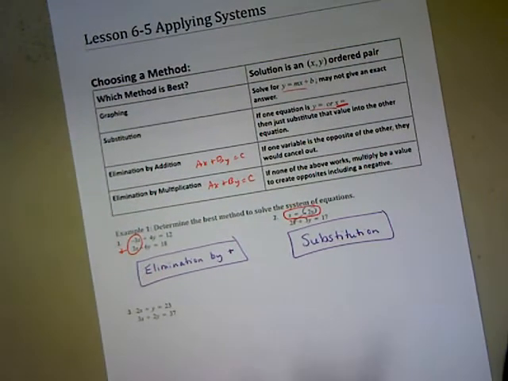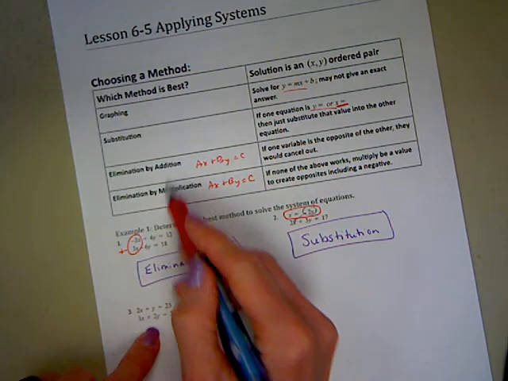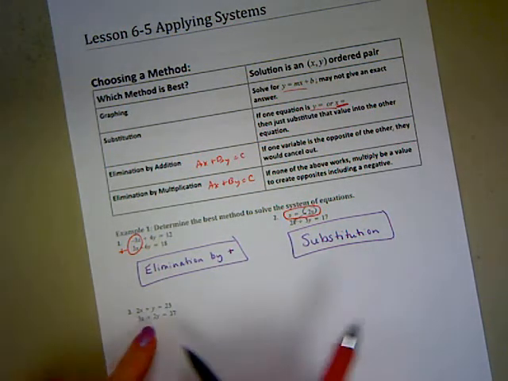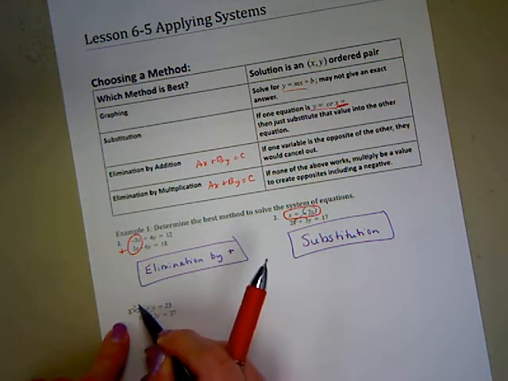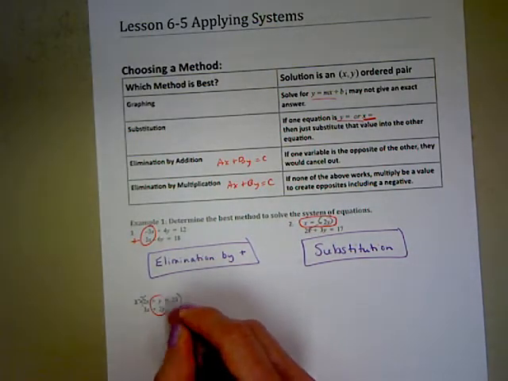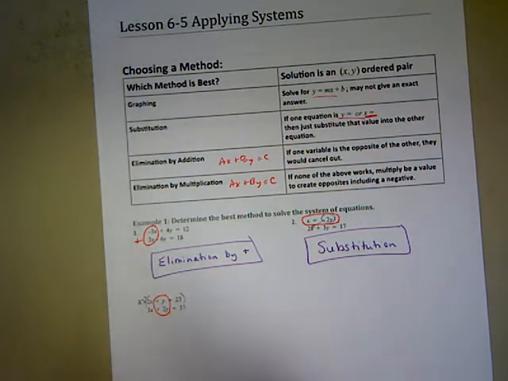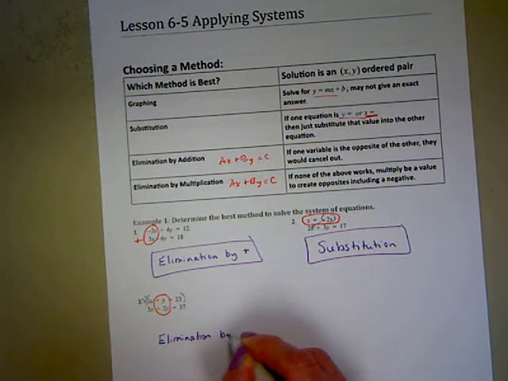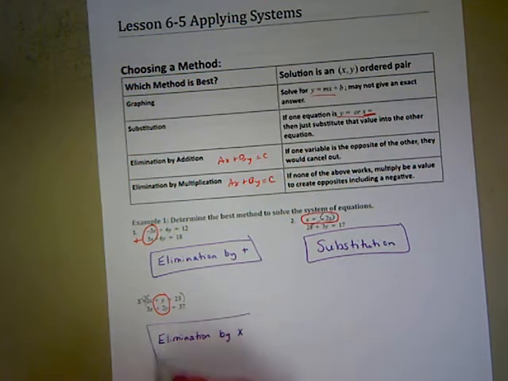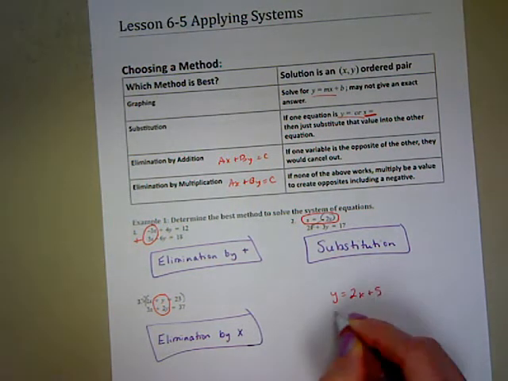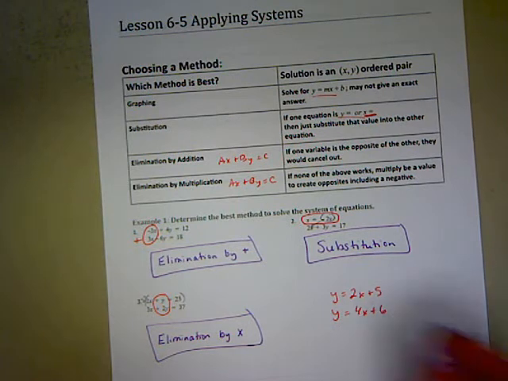Okay, next one. They are both in standard form, so I'm going to use one of these two. Will they cancel originally the way they're written? They would not. But if I multiplied that first equation by a -2, then those would cancel. So put your little -2 there, circle these, because that's what would cancel, and we're going to do elimination by multiplication, with an x for multiplication. Now, I didn't have an example like this, but if I had two equations that were both y equals, that would be graphing.